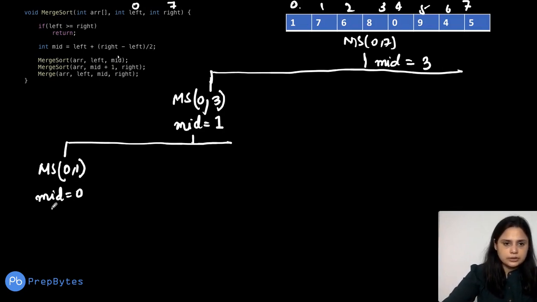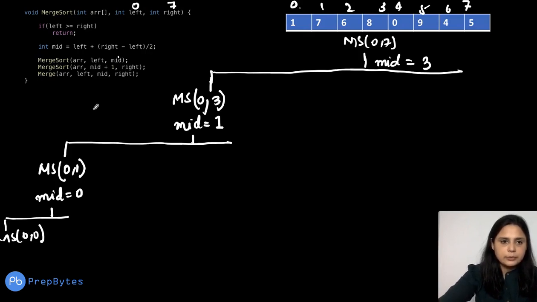Now I again call this function. From here we call ms 0 comma 0. In ms 0 comma 0, left becomes 0 and right becomes 0. We check if left is greater than or equal to right, and this condition becomes true. Since left is equal to right, no further calculations happen. We just go back to the calling function. Whenever this function finishes execution, we go to the next line that has to be executed, and we execute that line.